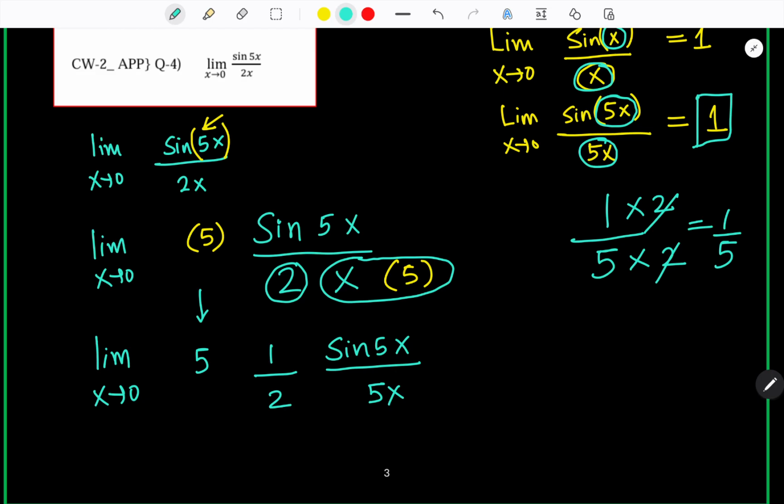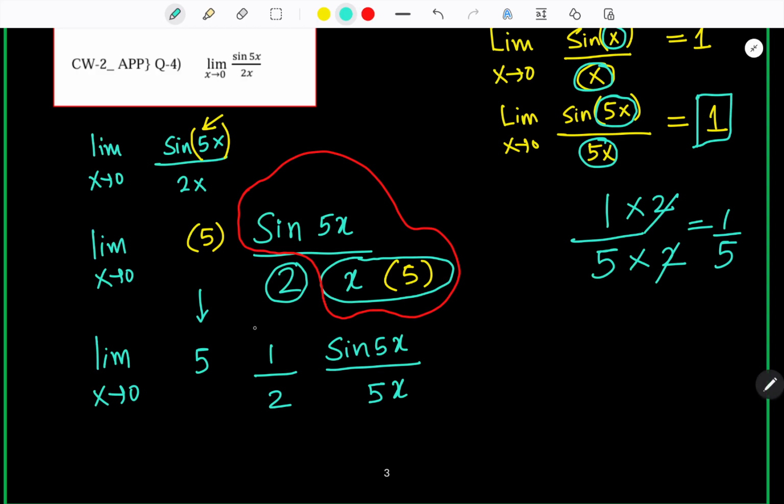Once again, repeat. Look here. Sine 5x over x times 5. This is your x. Keep in your mind, this is not multiply. This is x. I'll use this x as proper so that it will be easy for you. This is your x, this is your x, and this is your x. So sine 5x over 5x.